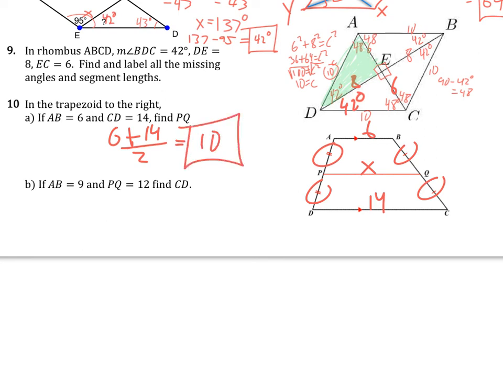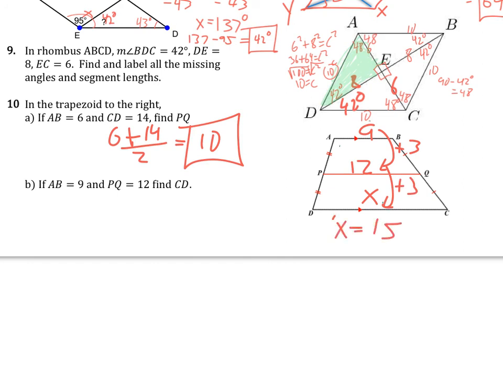Now, if we reverse this, we'll get our last one here. So change it up, mix it up. Now we know that AB is 9, PQ is 12. Since the mid-segment is the average, this is going up 3, so this guy's going to have to go up 3 also. And so X is going to be 15. You could also make a nice equation for it, but that's the easiest way to go. It's the middle, it's the average.